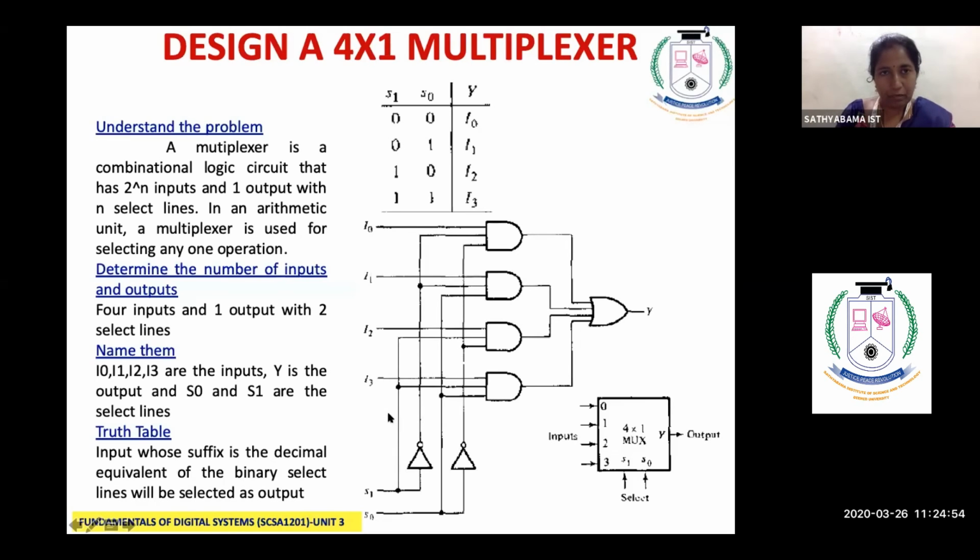So far we have studied a half subtractor, a full subtractor, then a decoder, then a 4x1 multiplexer. Of these four, the multiplexer we will use everywhere. Decoder we will use everywhere. Whenever there is memory, we have to use a decoder. Whenever there is an arithmetic logic unit, we have to use a multiplexer. But children, we will not be using subtractors.